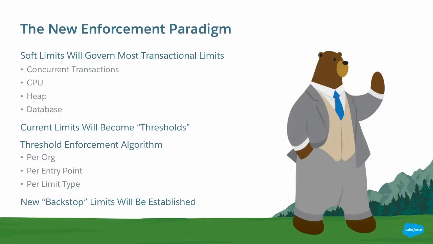So the way that we'll actually enforce this in the future will change. Utilizing soft limits, we'll be able to focus on most of those transactional limits that we have today. So for example, concurrent transactions, CPU, database, etc. And instead of thinking about limits, we're going to think about thresholds. So thresholds are something that we set for you based on fair use and access to the system, but it's something that isn't absolute. It's something that we know you can go above, and it's a bar that we can set higher if we need to for your particular org. And we'll set these thresholds per organization, per entry point, and per limit type.